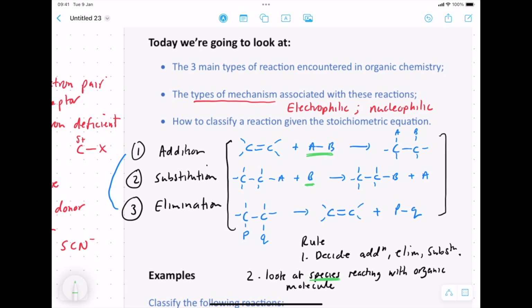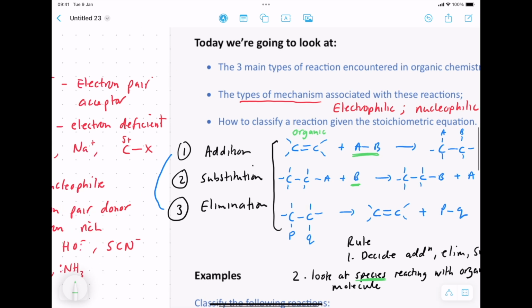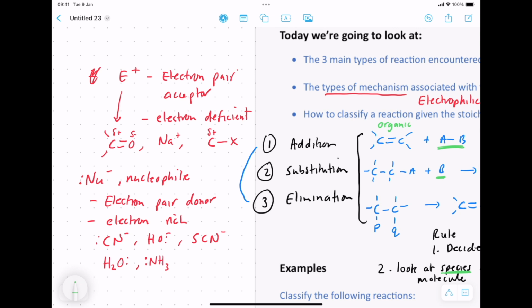It doesn't apply to elimination. For addition and substitution, this is concerned with. And then you just follow this rule. So once you've looked at that species reacting, you think, right, does it have a positive charge, a full-blown positive charge, or some sort of dipole with a delta plus, delta minus? If it does, then it's going to be electrophilic. And then if the reactant species has a lone pair, or an obvious negative charge, then it's going to be nucleophilic. So then it would be nucleophilic substitution or nucleophilic addition.